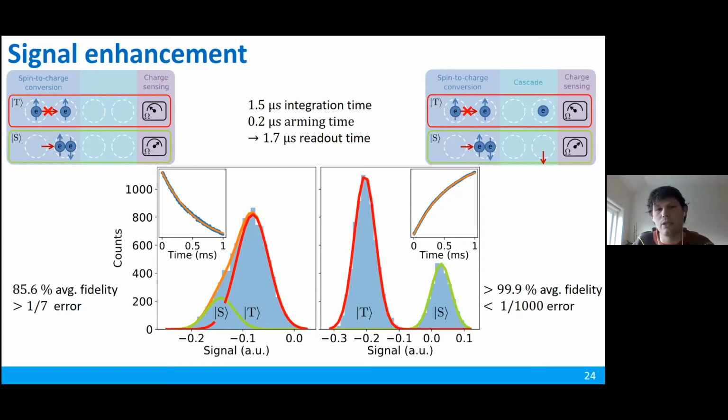And for perhaps the experts, we achieve these readout signals in an integration time of 1.5 microseconds. We also have a short ramp up time, which we refer to as the arming time, which is 200 nanoseconds. So the total readout time for our spin state is 1.7 microseconds.